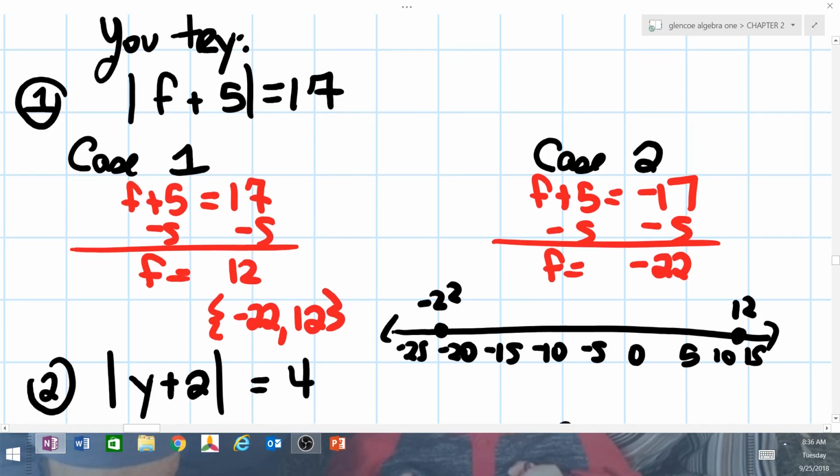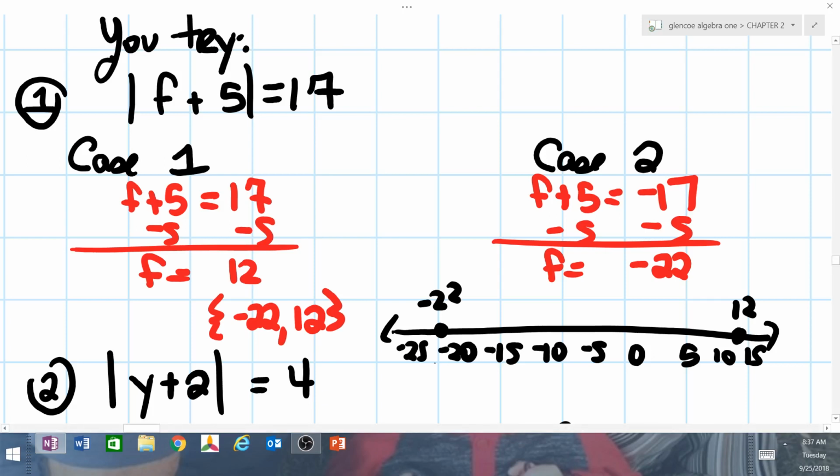I totally agree. -22. So case 1 is f plus 5 equals 17. Subtract 5 from each side, f equals 12. Case 2, f plus 5 equals, remember to change the sign, -17. Subtract 5 from each side, f equals -22.